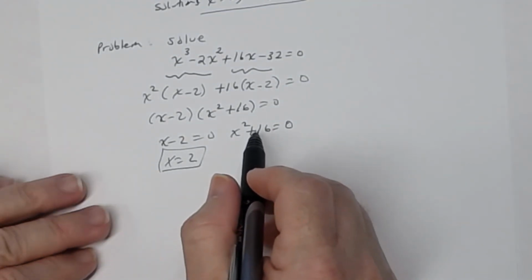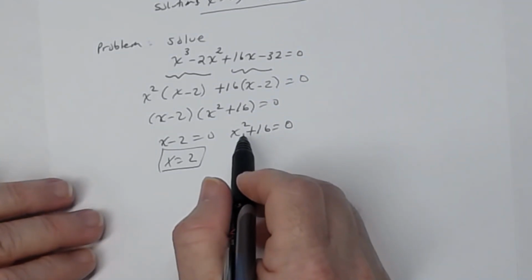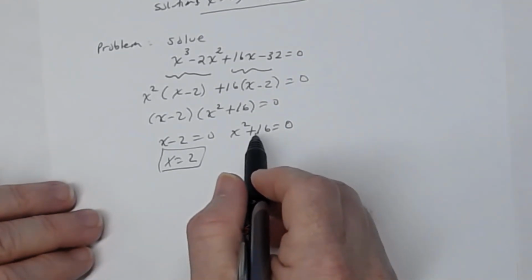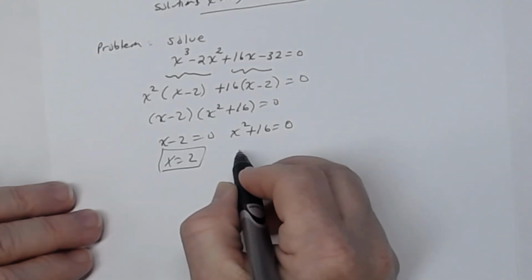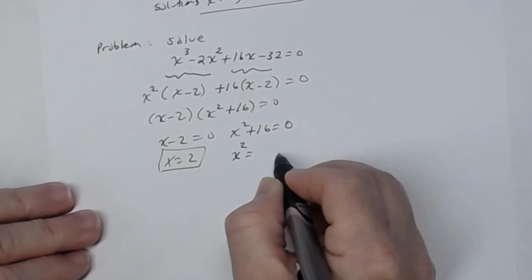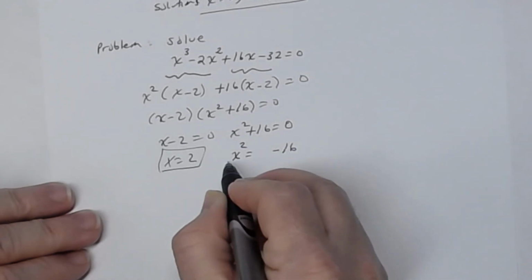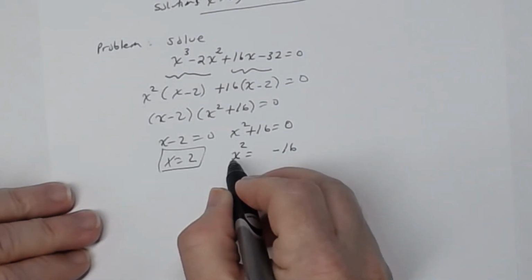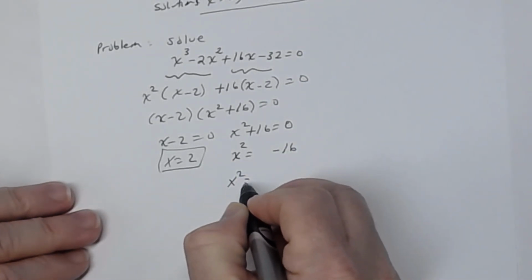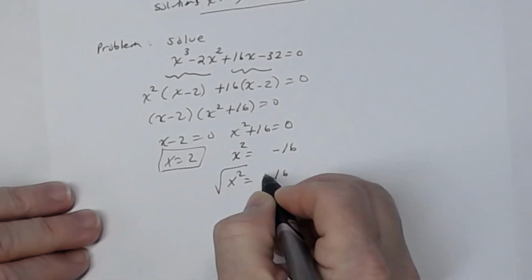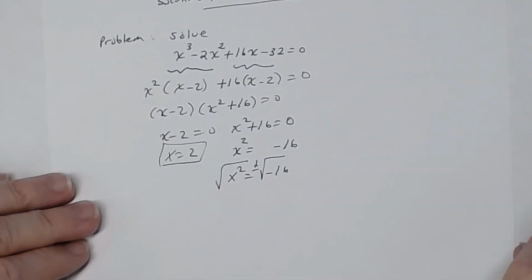Over here, just like the previous one, to solve for x, you cannot factor this because that's the sum of two squares. But to solve for it, what you're going to do is get x squared by itself. So you're going to say x squared equals negative 16. And then the opposite of squaring is to take the square root. So we'll go ahead and rewrite this over. And you're going to take the square root of both sides. So we get that plus or minus.